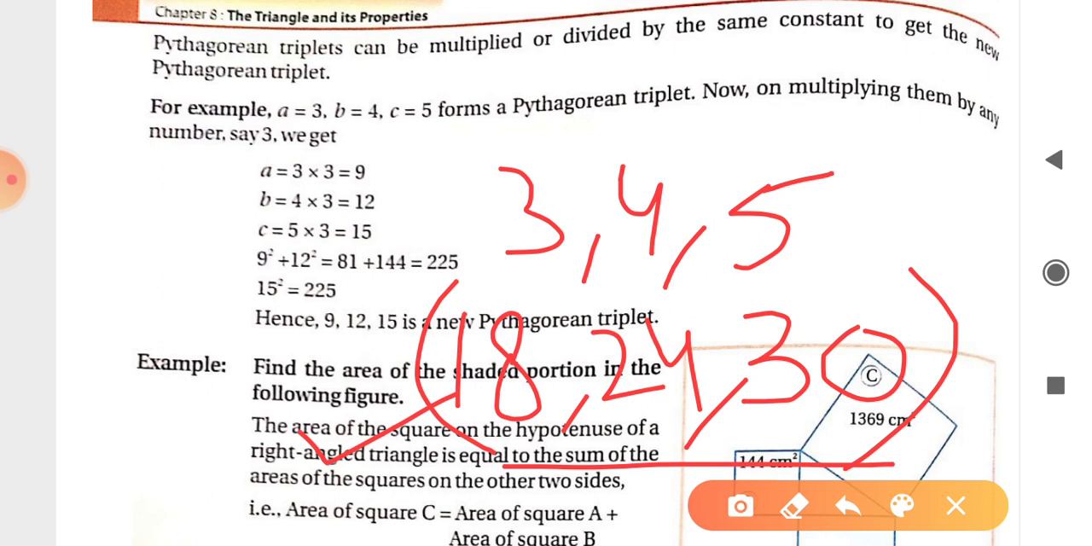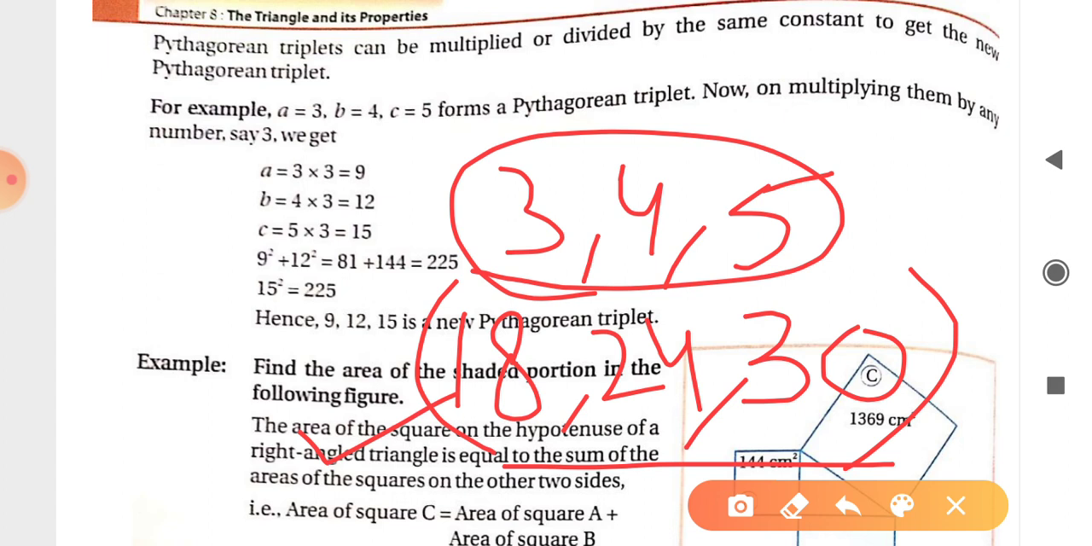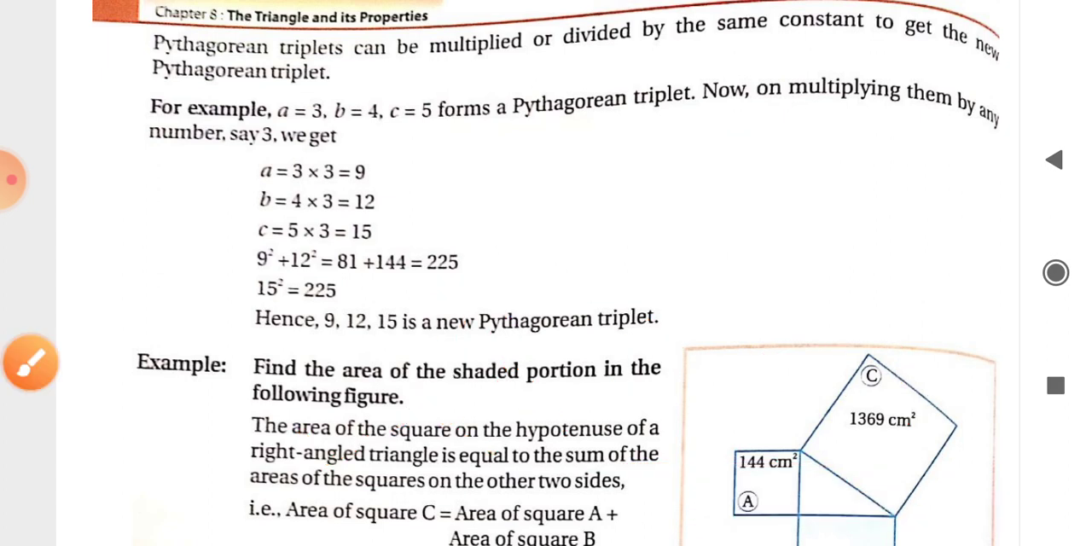We have to multiply or divide these numbers by a constant, by the same number. Here we have multiplied these numbers by 6. So they form a new Pythagorean triplet on which Pythagoras property holds.